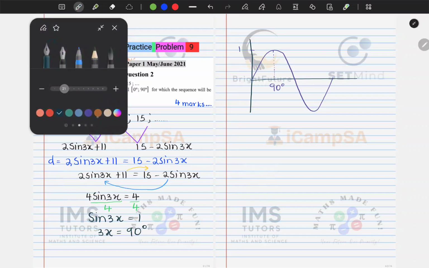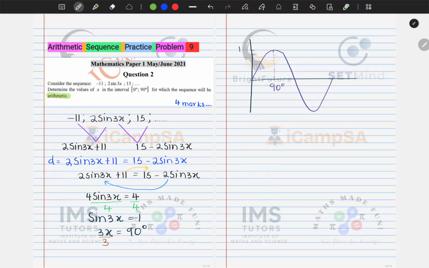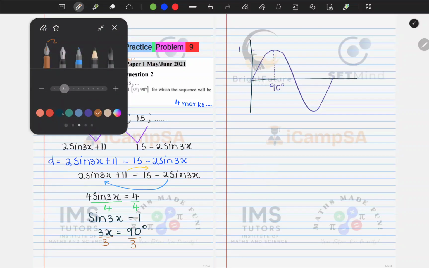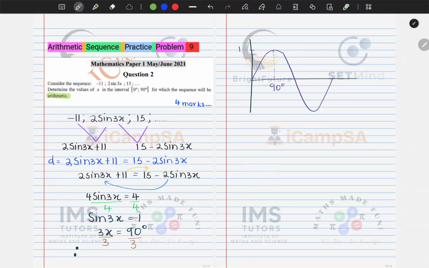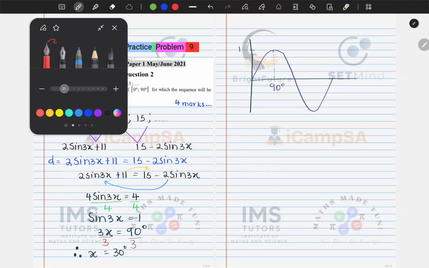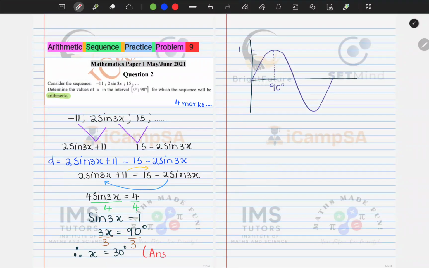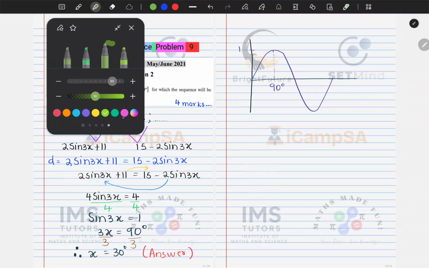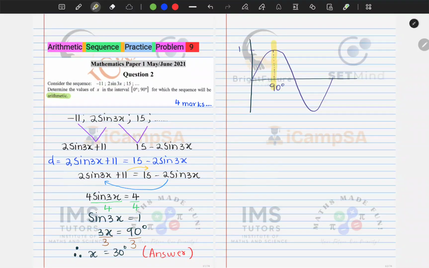Then because we're looking for x, we divide both sides by 3, and you will see that the x value which we obtain is x equals 30 degrees. So this becomes our final answer. We couldn't do any plus k times 360 or so, because they were very specific that we need to bound our x between 0 degrees and 90 degrees. And that is what you were expected to do for 4 marks.